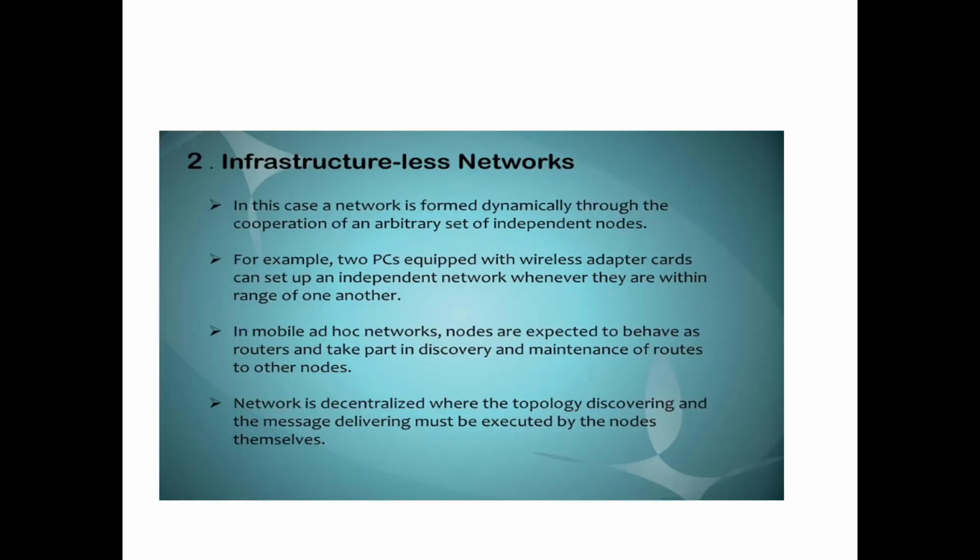And the next one is infrastructureless networks. In this case, a network is formed dynamically through the cooperation of an arbitrary set of independent nodes. For example, two PCs equipped with wireless adapter cards can set up an independent network whenever they are within range of one another. In mobile ad hoc networks, nodes are expected to behave as routers and take part in discovery and maintenance of routes to other nodes. The network is decentralized, where the topology discovery and the message delivery must be executed by the nodes themselves.